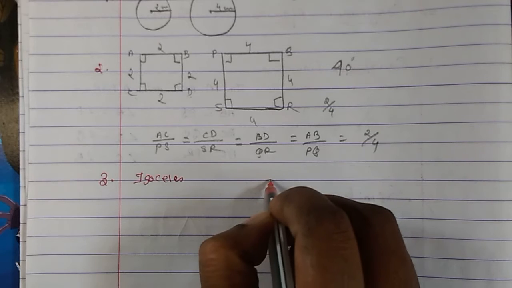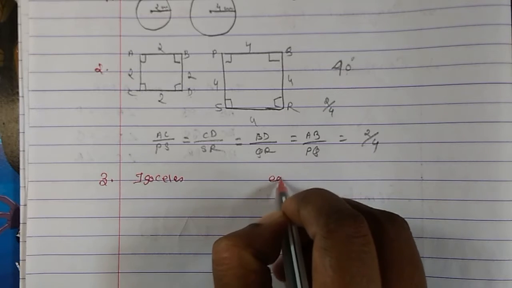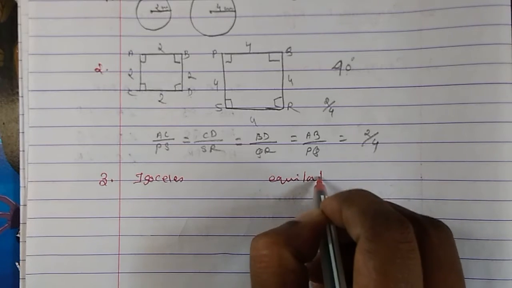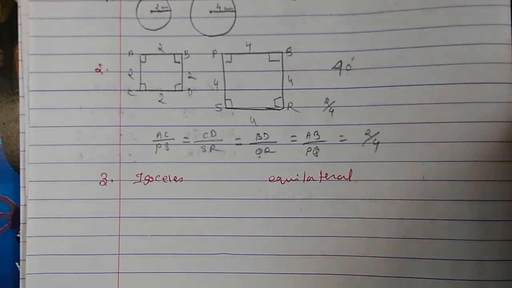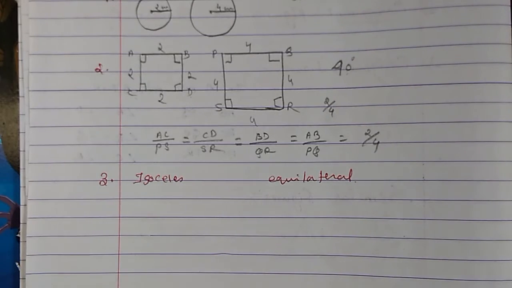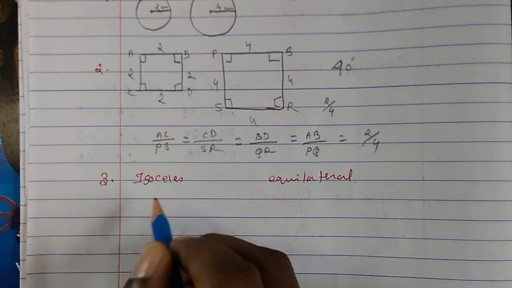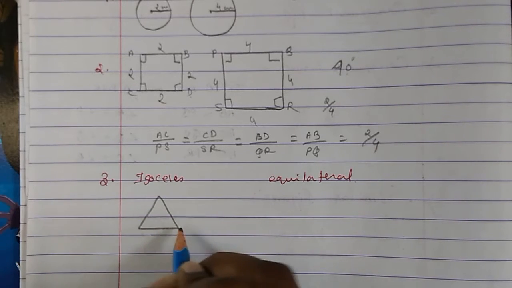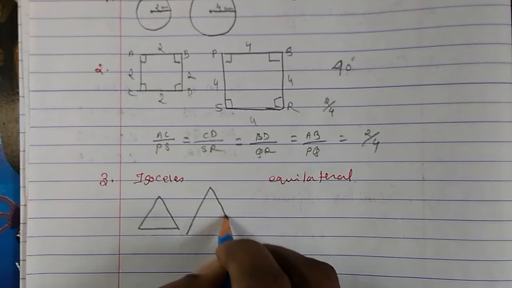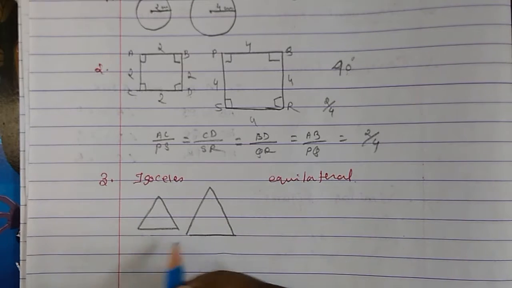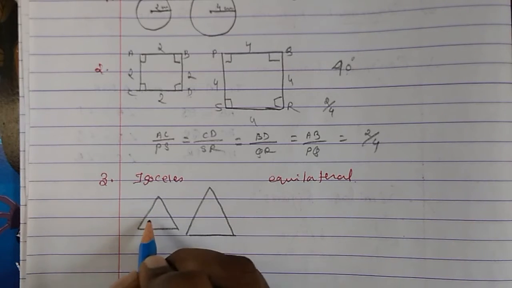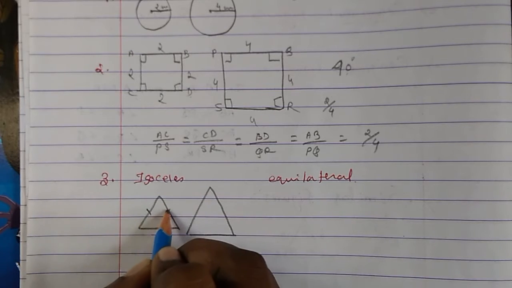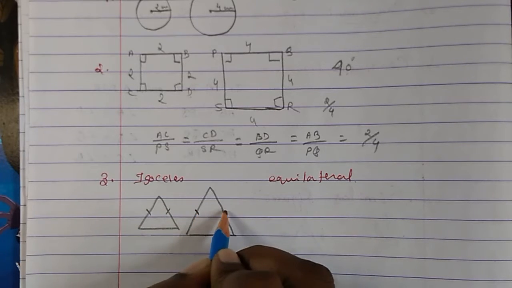Isosceles, and I'll write here equilateral. Okay, which one? Let us see. Isosceles triangle means both sides should be equal. If this is an isosceles triangle, both sides will be equal. This side will be equal to this side.